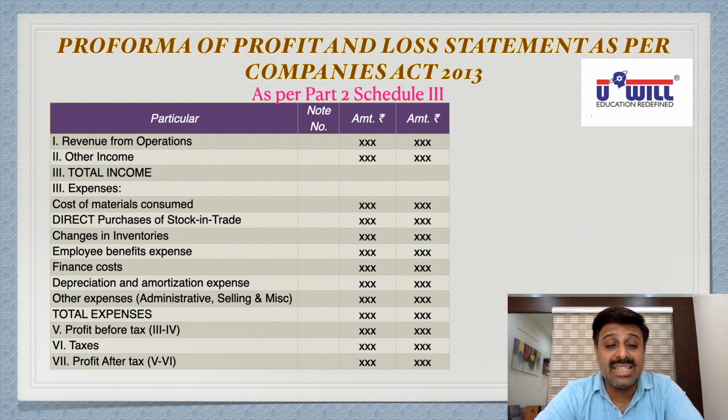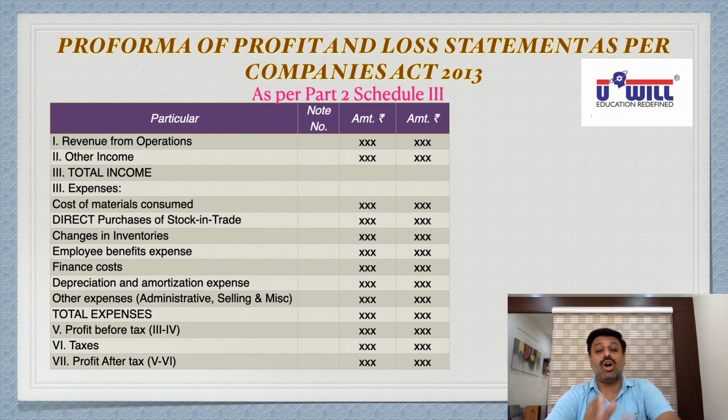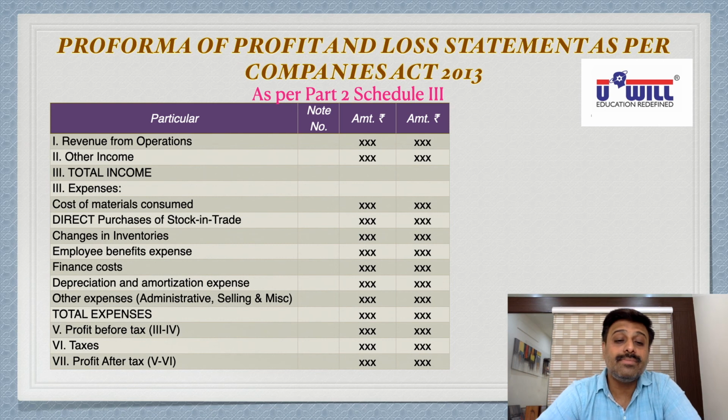Revenue from operations and other incomes, only two incomes, total incomes. Expenses: cost of material consumed, direct purchase of stock in trade, change in inventories, employees benefit expense, finance cost, depreciation and amortization expense. Within other expenses, we had administrative, selling and miscellaneous, total expenses, profit before tax, tax and profit after tax. So pause the video and write down this format.